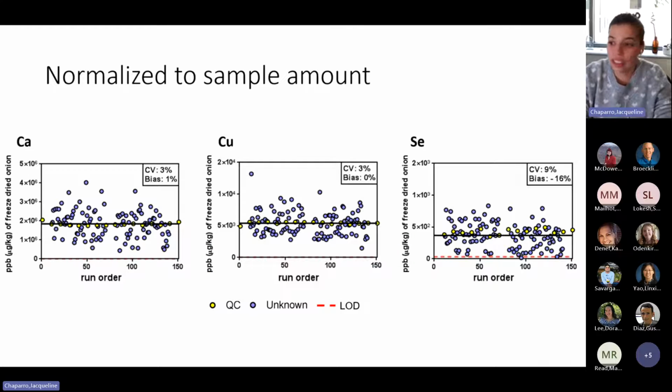So here is just an example of the 3 different elements, macronutrients, trace elements, and ultra trace elements, and how our corrections have helped in improving our precision here. For calcium, we now have a CV of 3%, copper, same thing, and selenium, we finally ended up with a CV of 9% with all the corrections that we did.